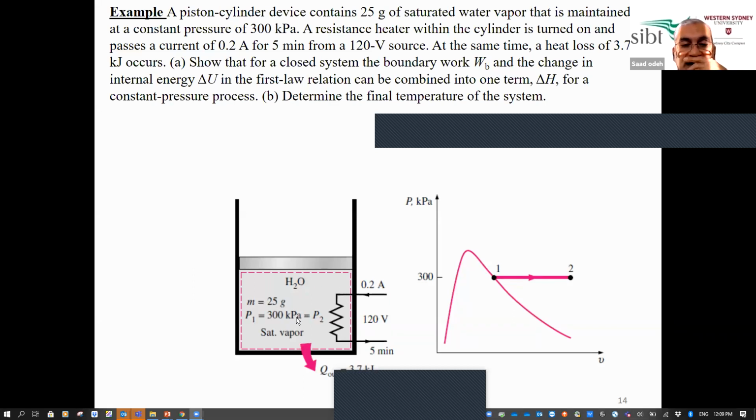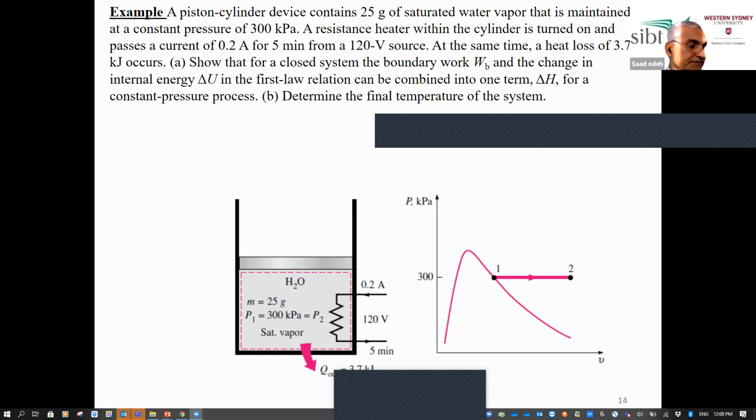And as you can see, we have the initial condition. We have the mass already given in gram. So you need to change it to kilogram because all our values are in kilogram. We have initial pressure and final pressure also, because they said here P1 is equal to P2. So because of this, we know both pressures.